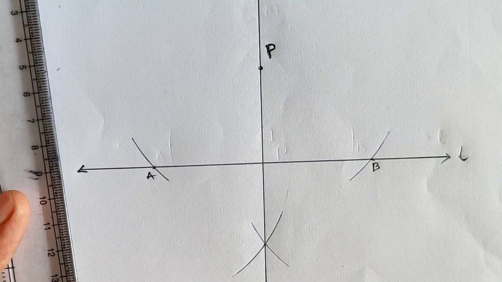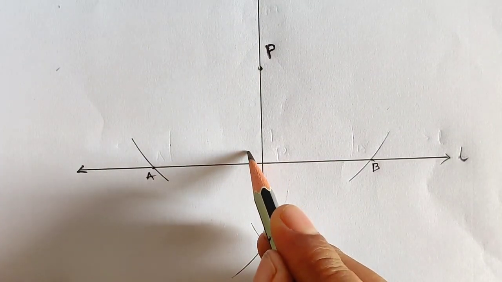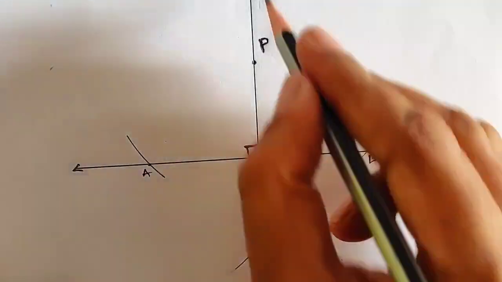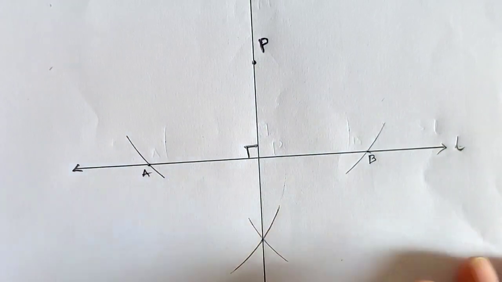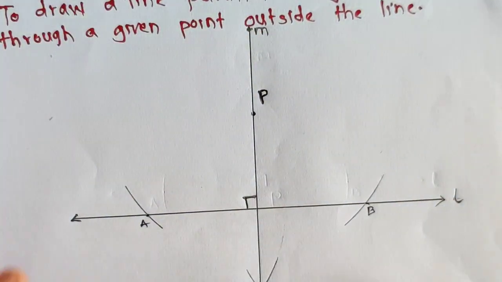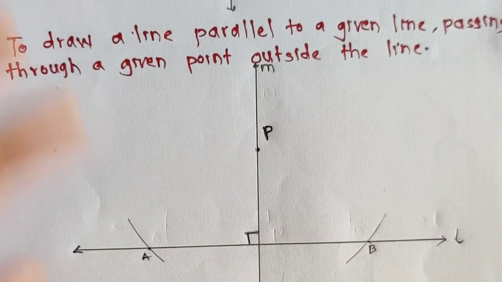So here it is the perpendicular line. We draw the perpendicular line to the line L. Suppose here it is line M, which is perpendicular to line L. Now again we have to repeat that second construction.